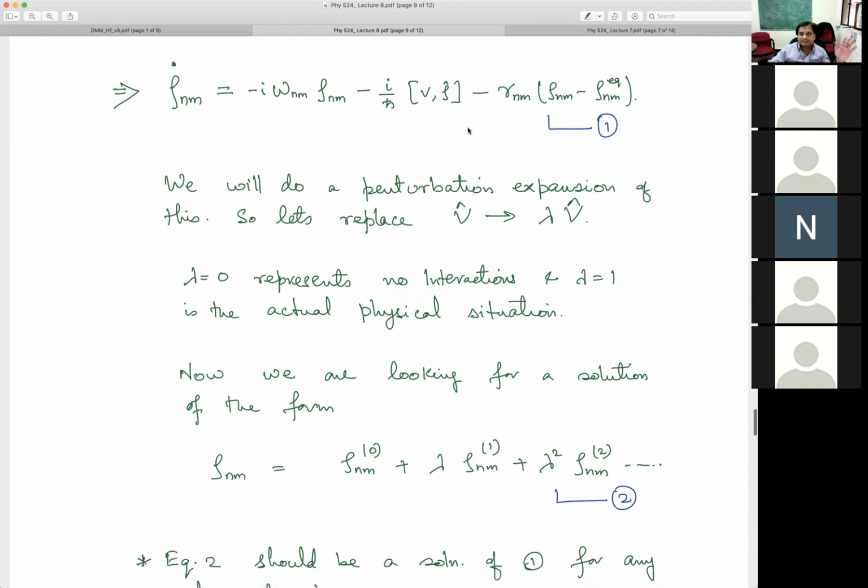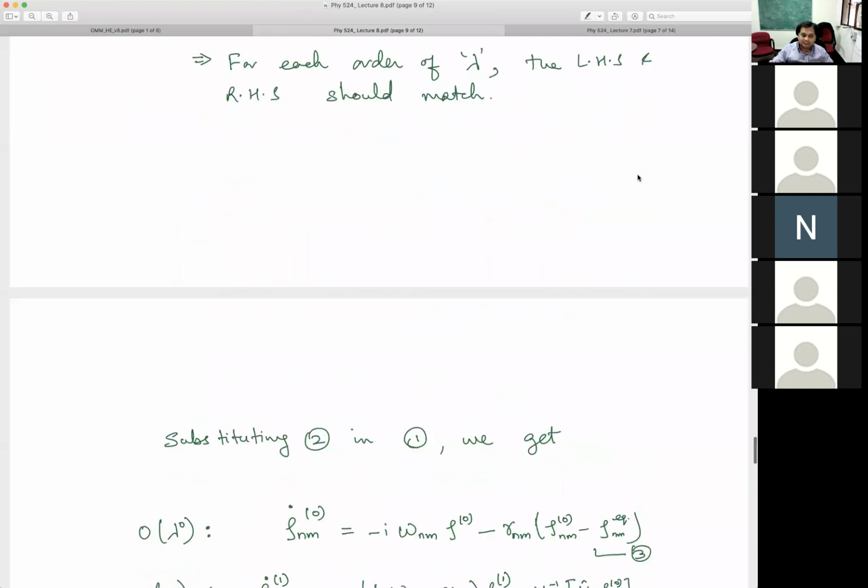Then we just compare term by term. So at 0th order in lambda, what will I have? On the left hand side, I'll have rho nm0 dot. On the right hand side, I compare the coefficient of lambda 0. There is no term from V here, and at lambda 0 I'll have this term again, which will be rho nm0 minus rho equilibrium. So that is my first equation.